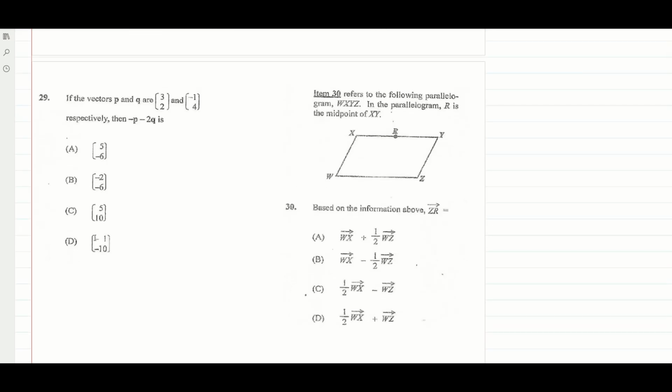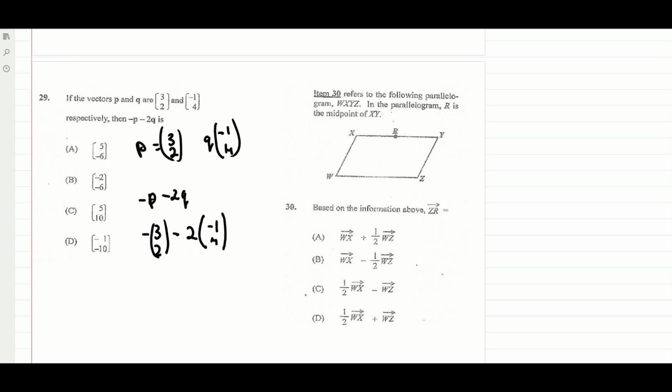Alright, let's look at this question. P is equal to 3, 2, and Q is equal to minus 1, 4. I want to know what is minus P minus 2Q, which is minus 3, 2, minus 2 by minus 1, 4. So it's minus 3 minus minus 2, which is plus 2, and then 2 by 4 is minus 8. So this would be minus 1 minus 10, so your answer is D.